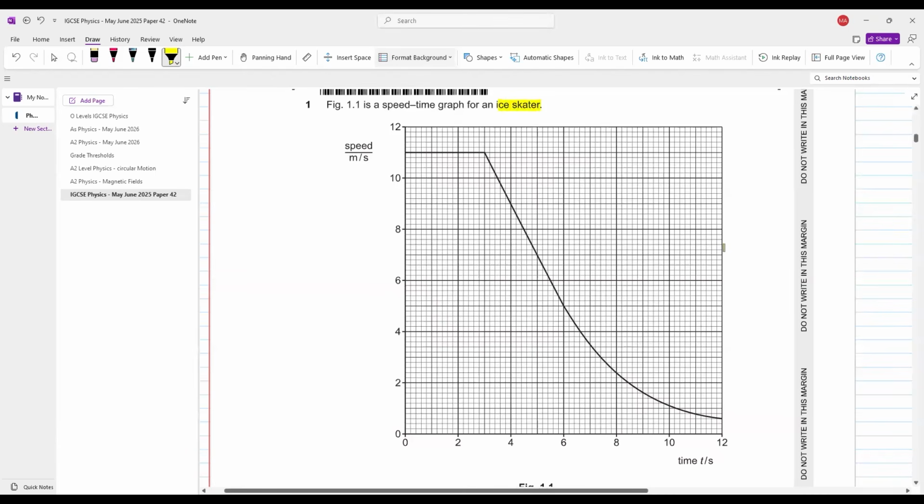So this is a speed time graph for an ice skater. Speed time graph देखते ही आपके जहन में दो की पॉइंट्स आने चाहिए. What are those key points? Gradient of speed time graph is equal to acceleration, and area under speed time graph is equal to distance. Simple as that, nothing complicated here.